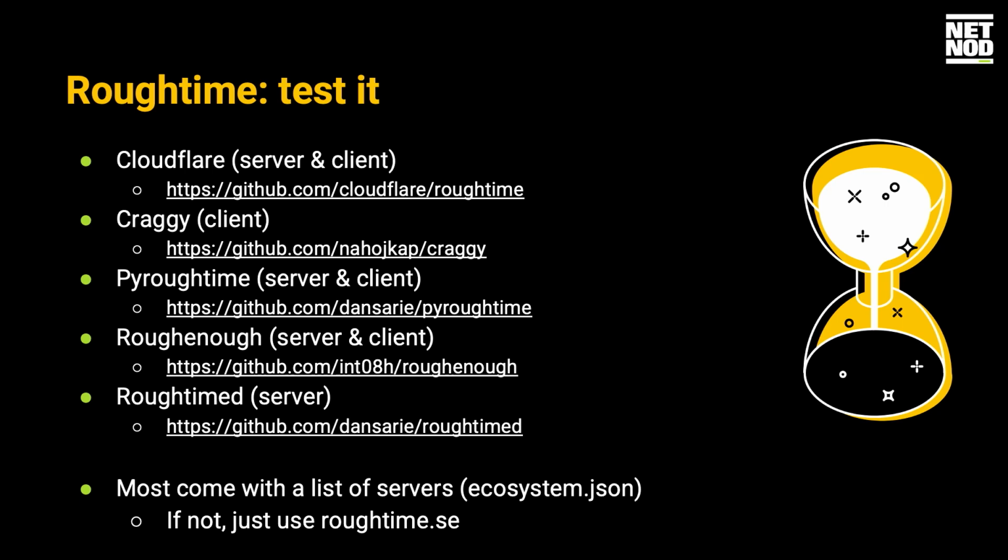I have a Python library, both a server and a client library. And the idea there is that the client library should be very simple. You should basically have a method, call that method, and get back time you can trust. There's a Rust implementation in Rough Enough, and I also have a Linux daemon implementation for running a typical Linux server. Most of the clients come with lists of servers in a standardized JSON file, so you should be good to go immediately. And if not, you can just use my server, go to roughtime.se, where all the long-term keys and everything are. So it should be fairly easy to use.